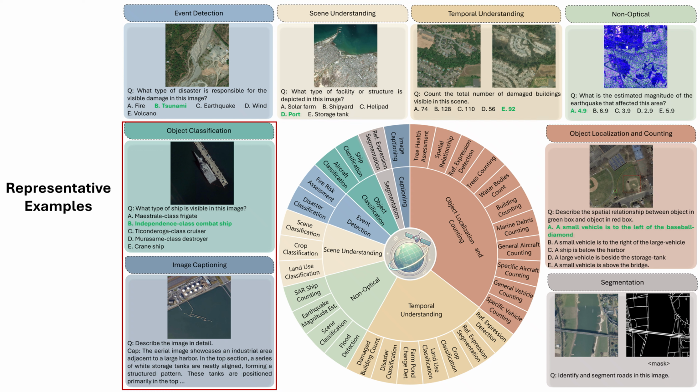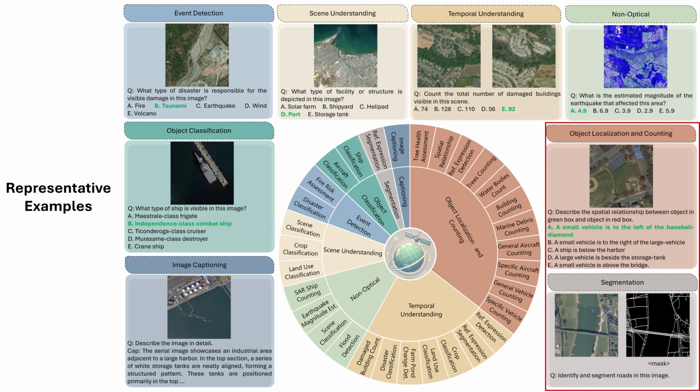On the left column, you can see the object classification: fine-grained ship types, and image captioning, rich but concise descriptions that mention spatial layout. On the right column, there is object localization and counting. Here a spatial relation MCQ forces true grounding, and in segmentation models must output a mask, for example, roads. Most are MCQs for objective scoring, counting uses realistic distractors, and grounding tasks require the correct box or mask.